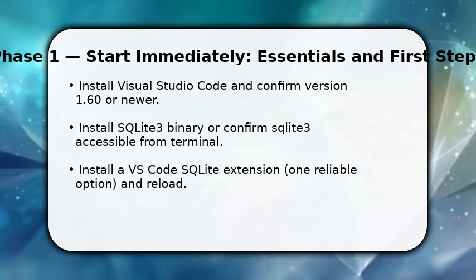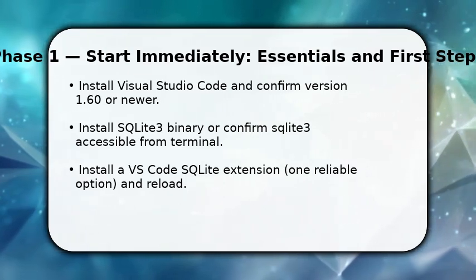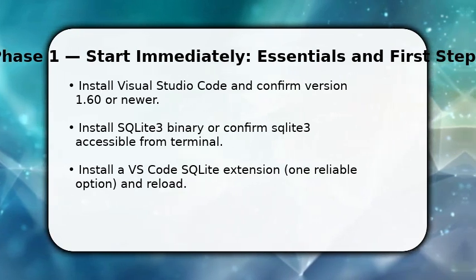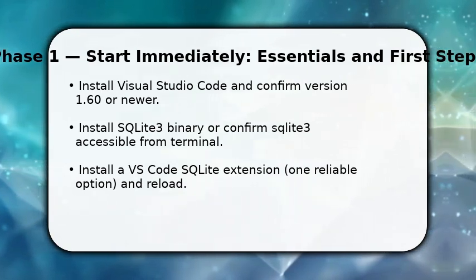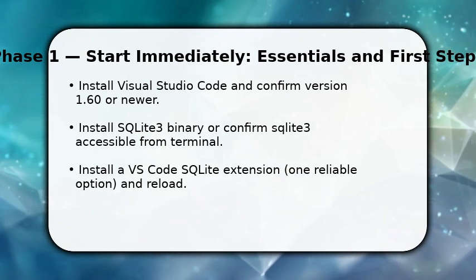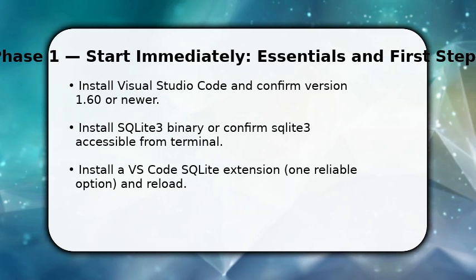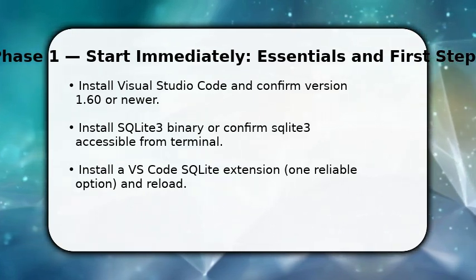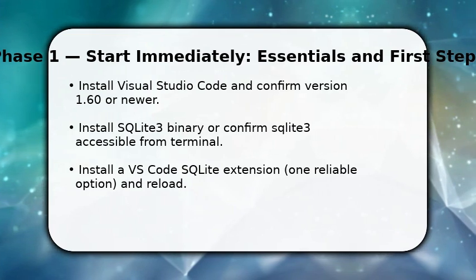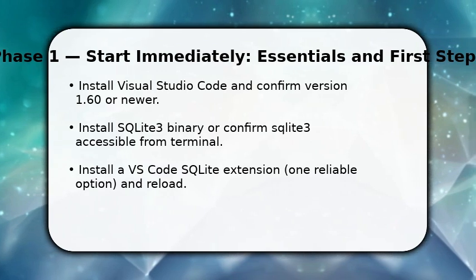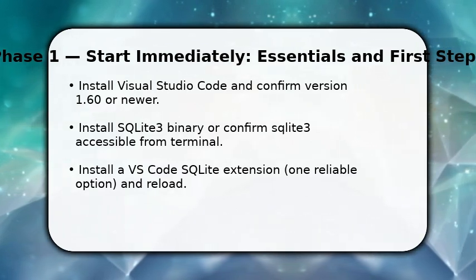You start with two essentials, VS Code and the SQLite binary. Once installed, open VS Code, install a dedicated SQLite extension and reload the window. Make sure the sqlite3 command runs in your terminal because the extension uses that or its own driver to read files. Next, open the folder that contains the SQLite or DB file so the extension can index it. This avoids permission and path confusion.